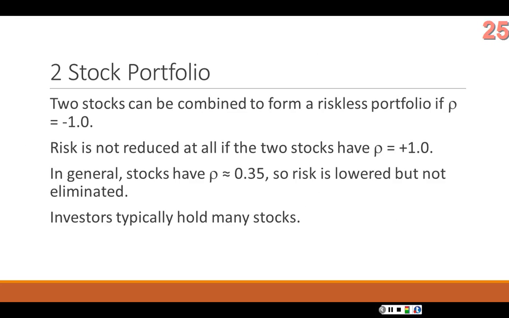So it is possible for a riskless portfolio to form if the two stocks are perfectly negatively correlated. The risk level will not be reduced at all if the two stocks are perfectly positively correlated. In general, stocks have a correlation coefficient equal to 0.35, so risk can be lowered but not eliminated.